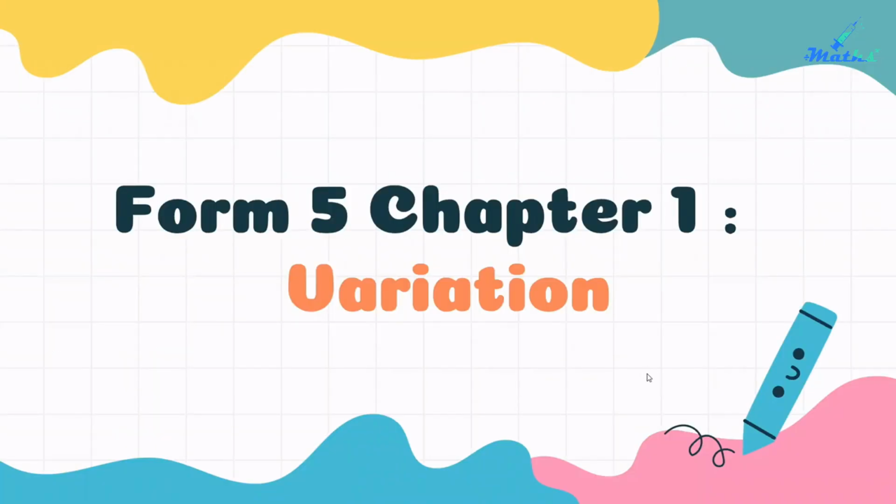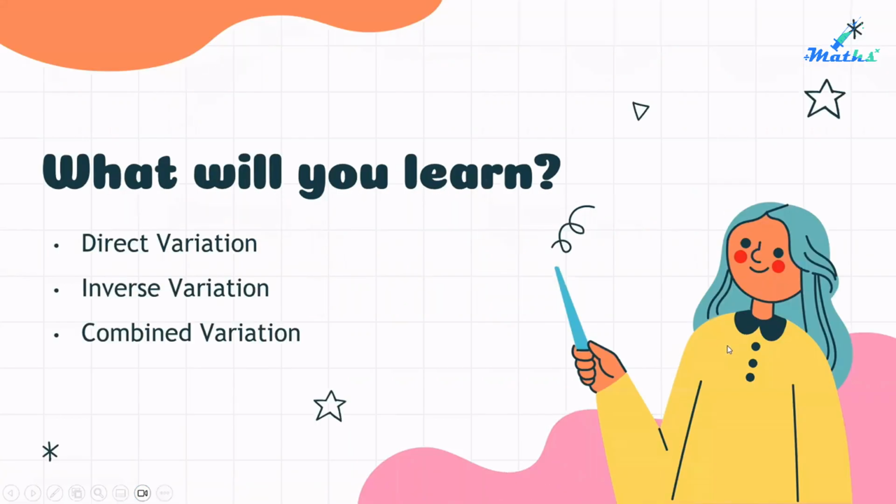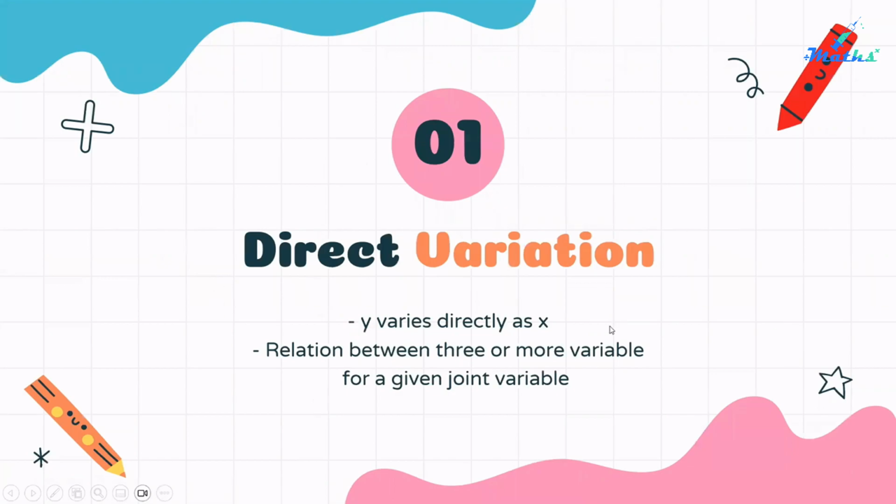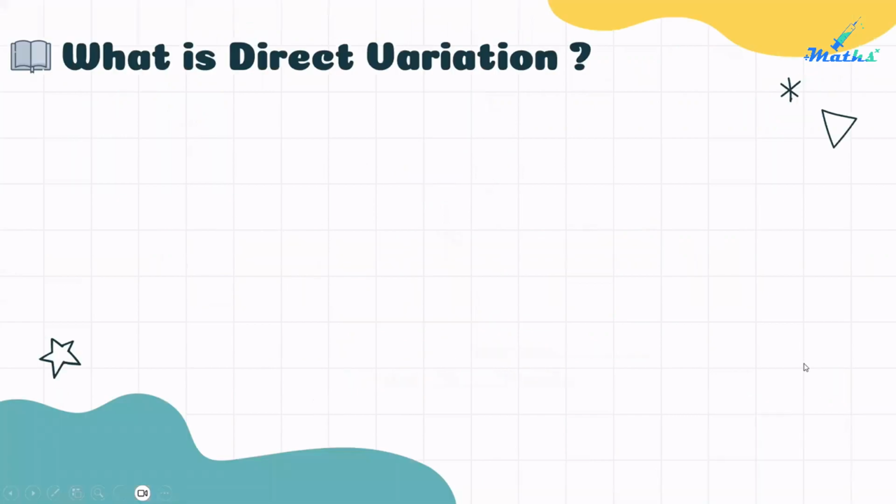Today we will learn about Form 5 Chapter 1 Variation. In this chapter, we will learn about direct variation, inverse variation, and combined variation. Okay, let's start with our first topic, direct variation. In this topic, we will learn about y varies directly as x and relation between three or more variables.